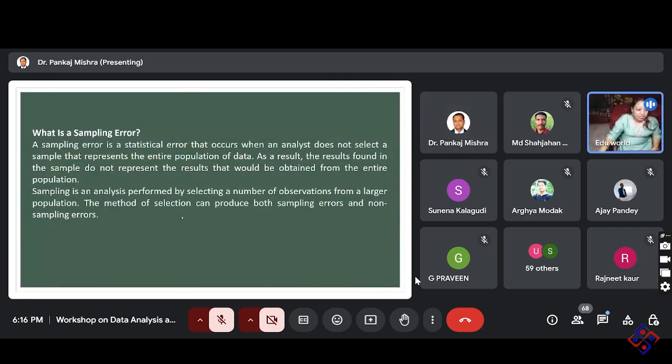So this is the definition of why sampling error takes place, or what sampling error is. When an analyst doesn't select a sample that represents the entire population, as I have told, when you have a generalization problem, like 150 samples you have selected, but that is not actually portraying your whole population, in that case sampling error can take place. Or we can say, based on the number of observations, if you have taken a wrong observation also, in that case the sampling error can take place. The next one.